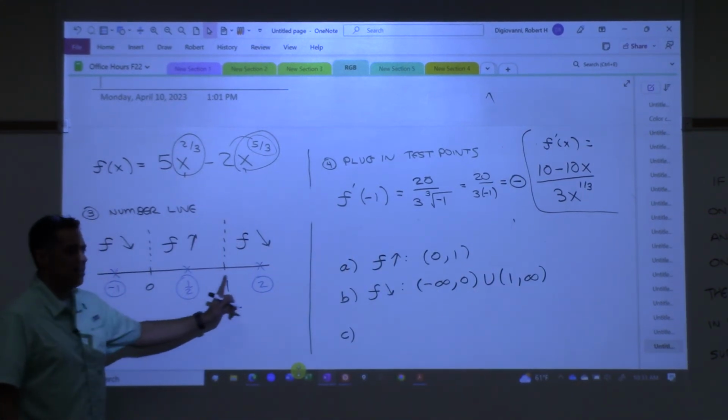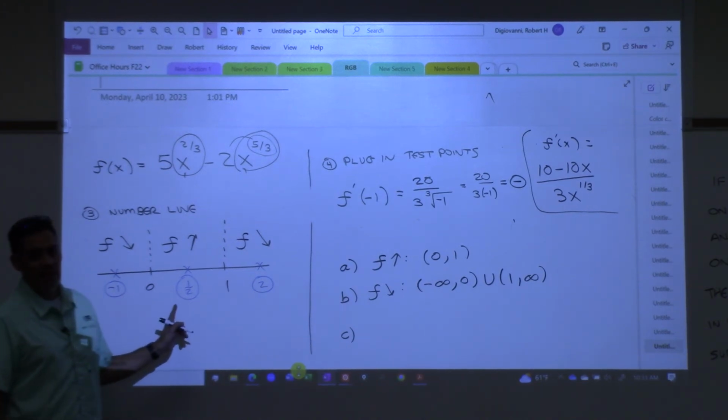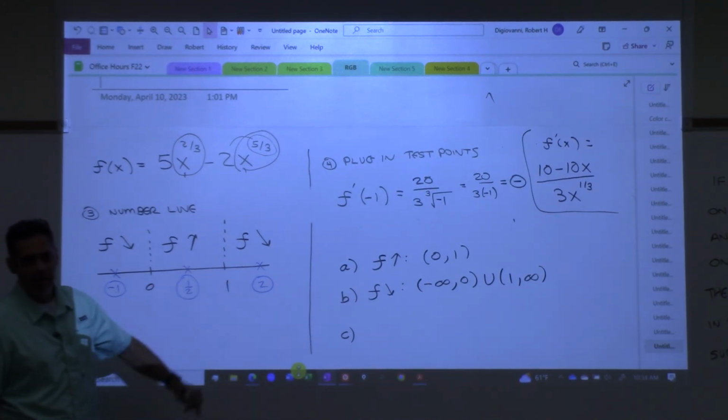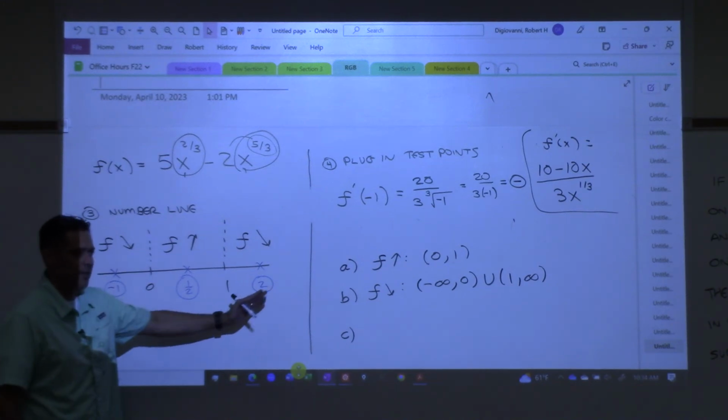That's why I circle my test points. I circle them so I don't accidentally use them in my answer over there. These are just for testing the derivative. That's all they're for.